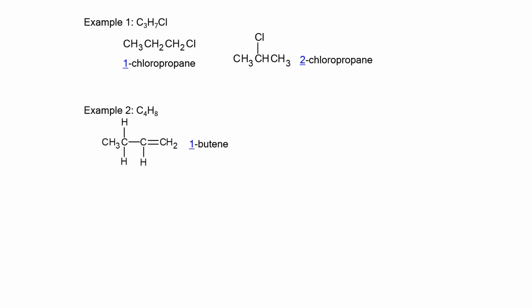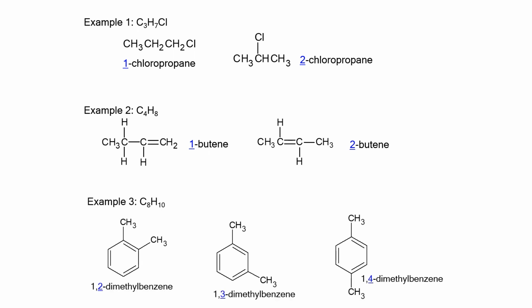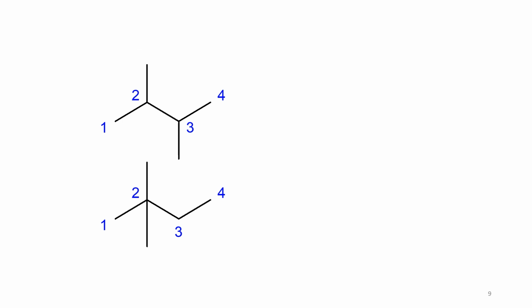These are some examples of positional isomers. The first one, 1-chloropropane and 2-chloropropane. Second example, 1-butene and 2-butene. And the third example, 1,2-dimethylbenzene, 1,3-dimethylbenzene, and 1,4-dimethylbenzene. These are some examples of positional isomerism which are formed when we change the position of the substituent group.